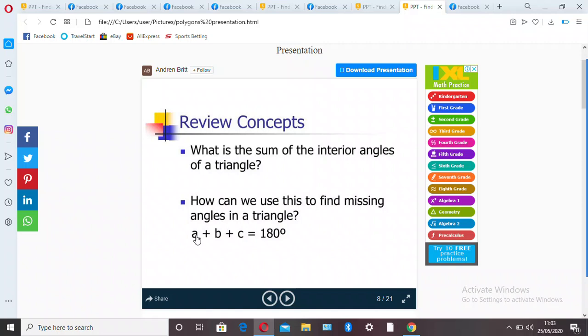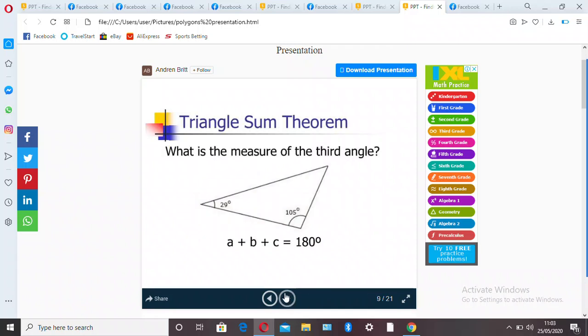Everybody knows that the sum of angles in a triangle will always give you 180 degrees. So we say A plus B plus C equals what? 180 degrees. So look at this diagram. This is a triangle. I'm sure you know that, but it's just turned upside down.